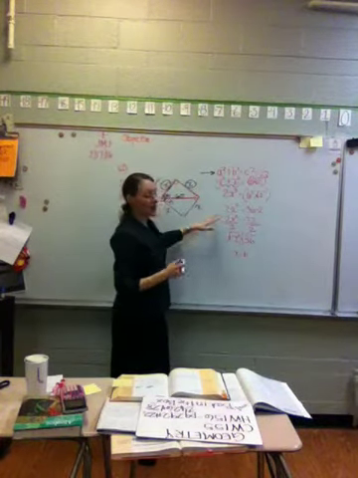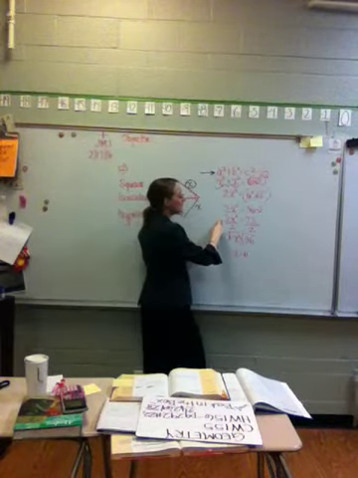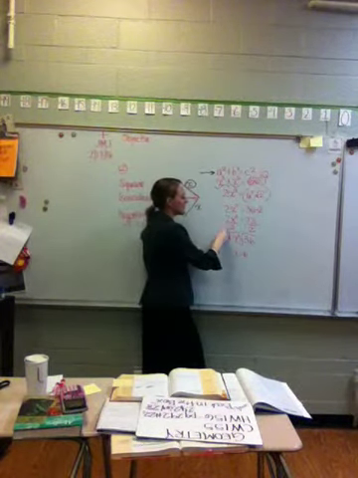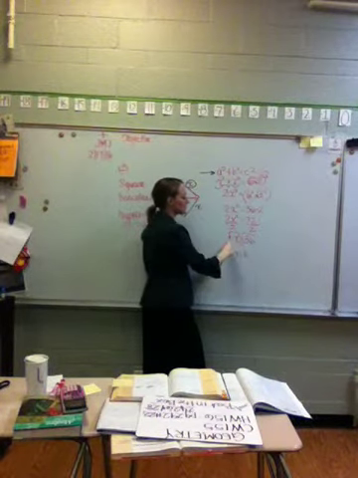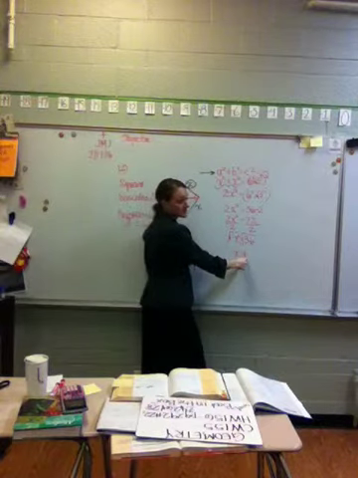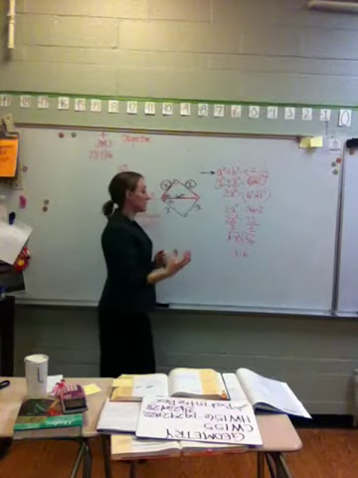Then I just solve like a normal equation and see if I get down to something that makes sense. So I have 2x squared is equal to 72. Divide both sides by 2, I get x squared is equal to 36. I take the square root of both sides and x equals 6. Absolutely makes sense. Are we okay there?